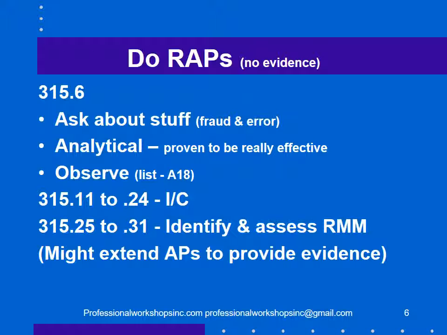315.11 to 24 is about internal control, because that is a risk assessment procedure as well. And then the rest of the paragraphs are about identifying and assessing risk of material misstatement.